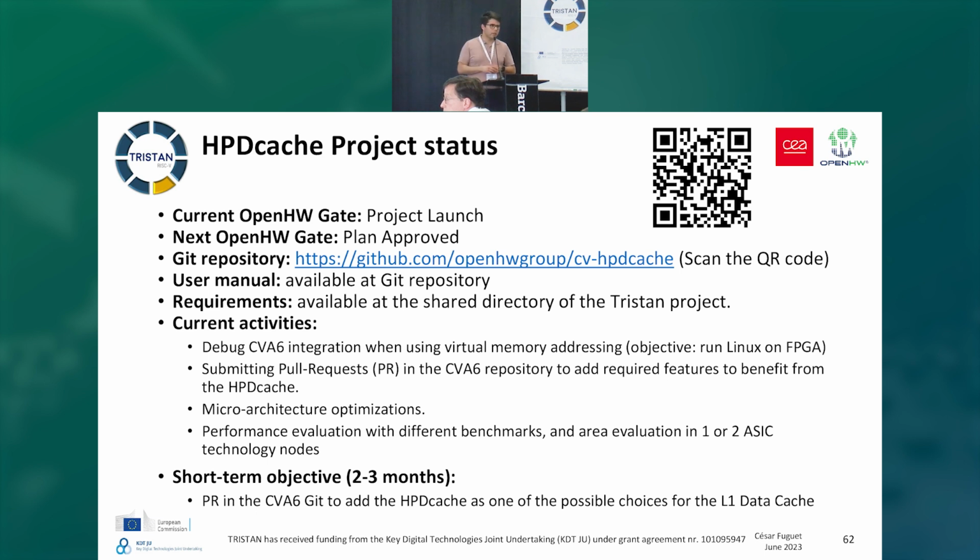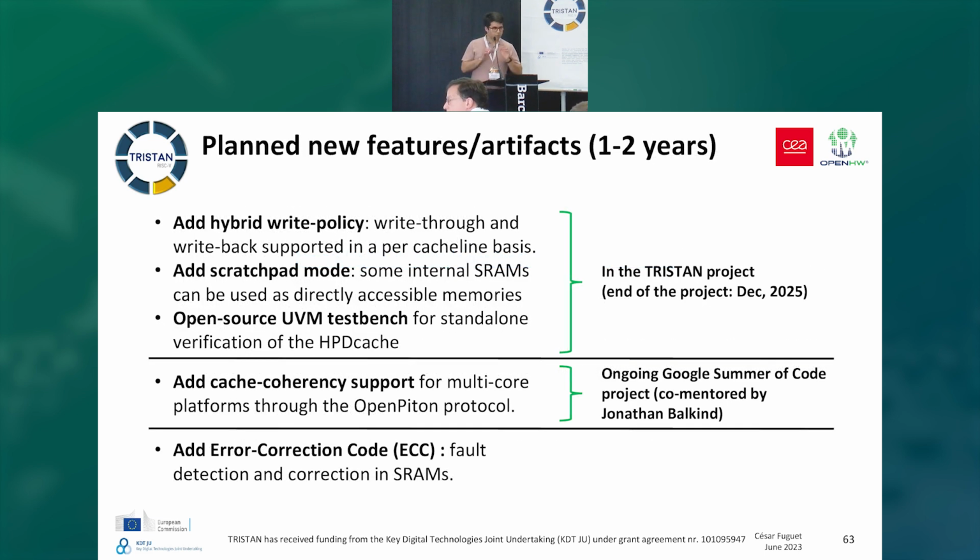The short-term objective is to have the complete integration on the CVA6, so you can clone the CVA6 repository and have both the new cache and, through configurations, choose to use this one instead of the original ones. We are focusing in TRISTAN on making a TRL7 for this IP, but we are also adding new features to the cache. The first one is to support hybrid write policy.